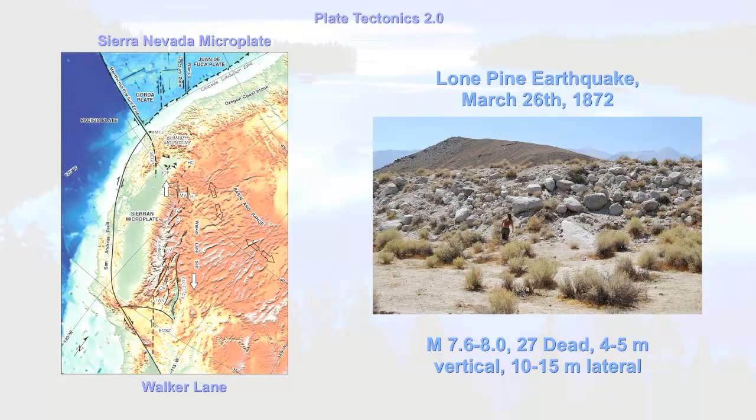So anyway, this is not your typical map with north being straight up, but it is basically in the reference frame of what's known now as the Sierra Nevada Great Valley microplate.